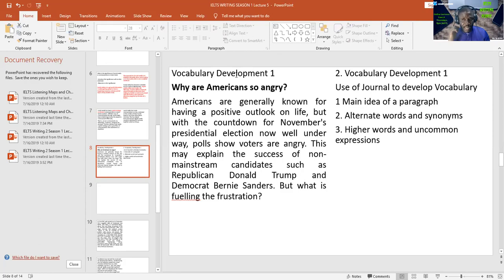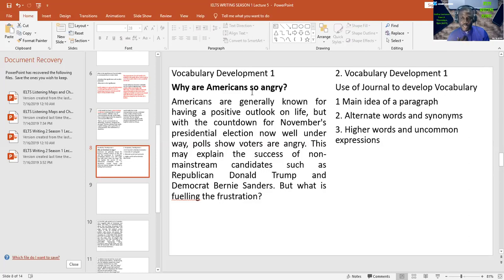This is one of the IELTS reading texts. I decided to pick it this week for a purpose. IELTS reading texts actually are research materials that were used to conduct the exam. So this is the title of the journal: Why are Americans so angry?